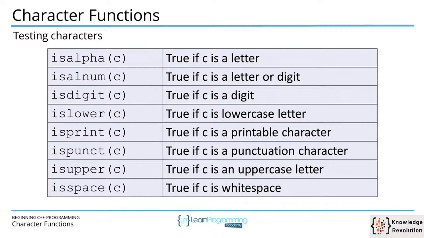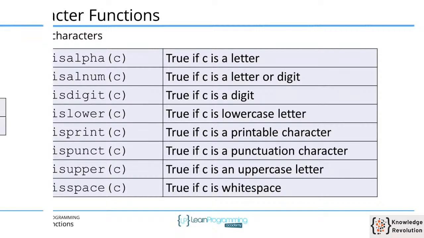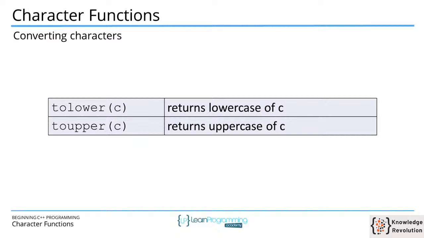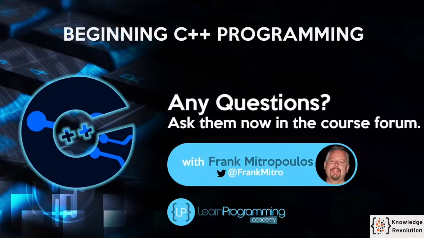Now let's see the conversion functions. The two character conversion functions are tolower and toupper. tolower evaluates to the lowercase equivalent of the character passed in, and toupper the uppercase equivalent. If these functions can't perform the conversion, then they simply evaluate to the character that was passed in. As you can see, these functions are very handy. They're also extremely efficient. We'll use these functions in the next few videos when we talk more about strings.